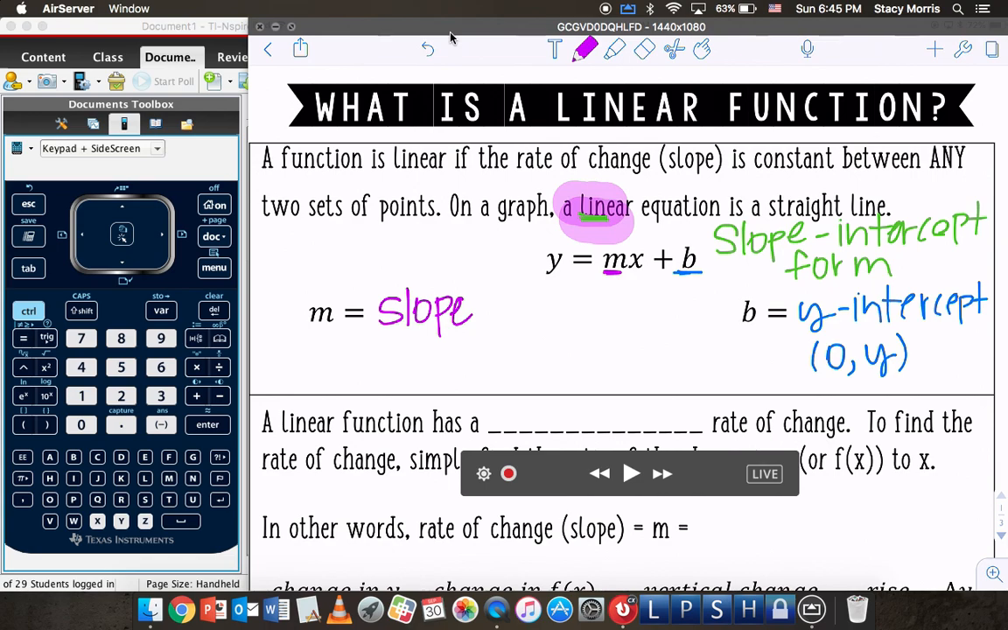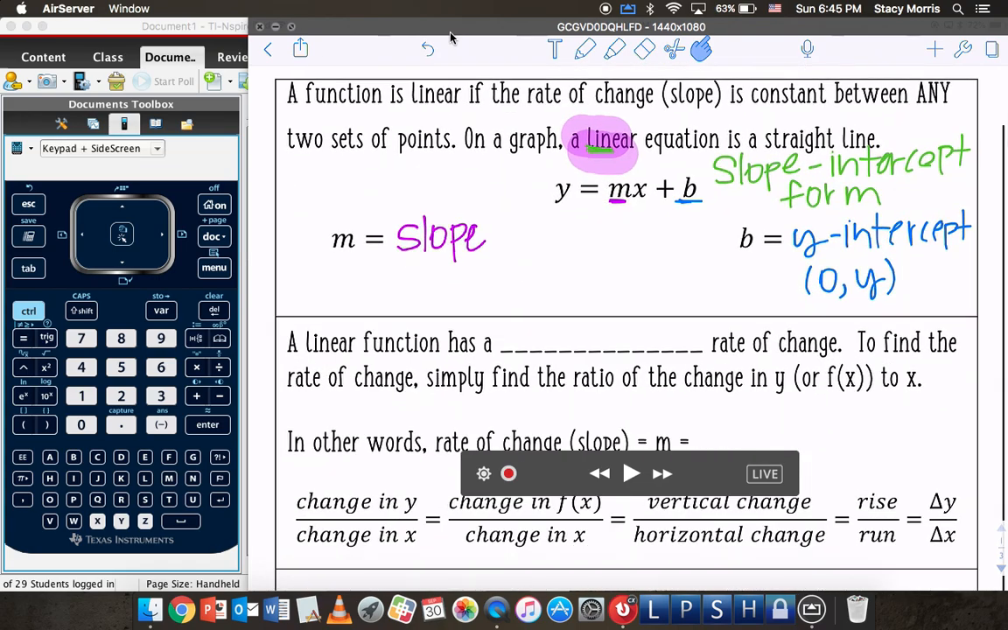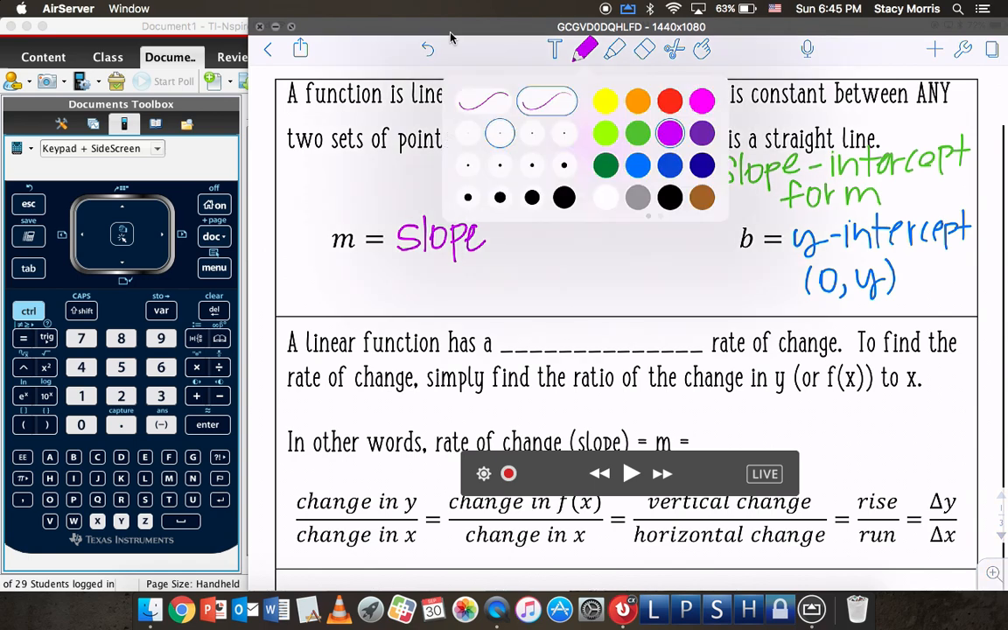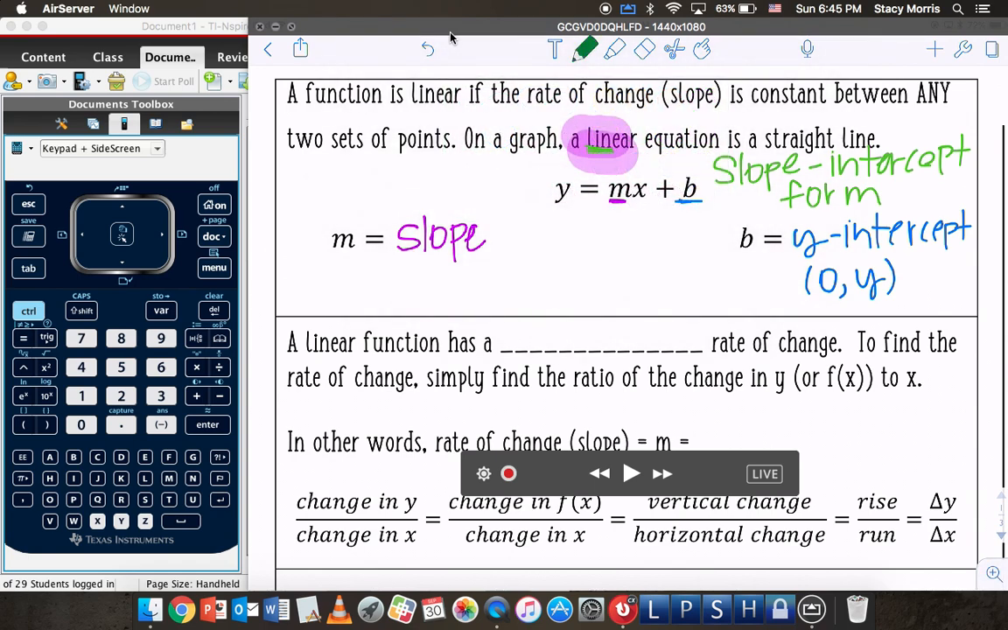Okay. So on the next little section, it just says a linear function has a blank rate of change that is constant. Again, I said that in the first section, and I'm going to say it again. So a constant rate of change. To find the rate of change, you simply find the ratio. The word ratio is really important. A ratio is just a fraction.